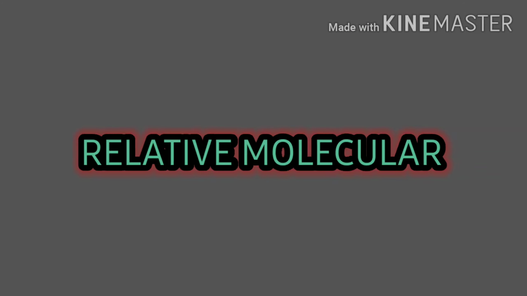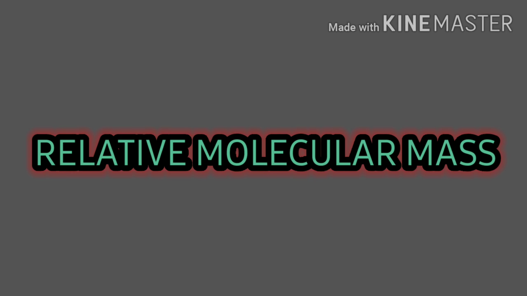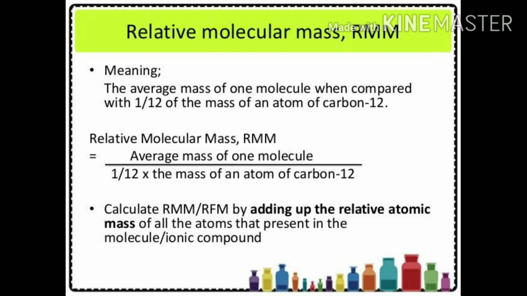Now we discuss relative molecular mass, that is RMM. The relative molecular mass of an element or a compound is the number that represents how many times one molecule of the substance is heavier than 1/12th of the mass of an atom of carbon-12. This is the definition of relative molecular mass. That means the mass of one molecule of the element divided by 1/12th of the mass of one carbon-12 atom.